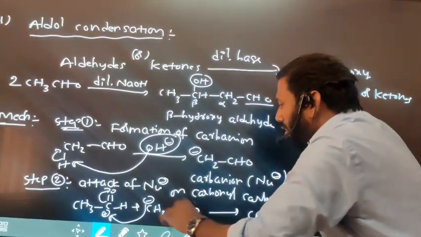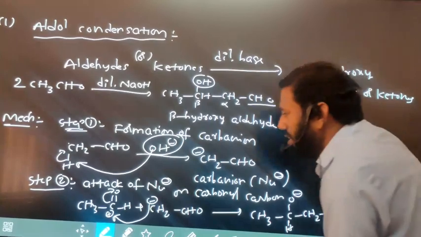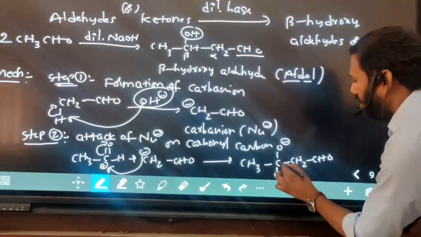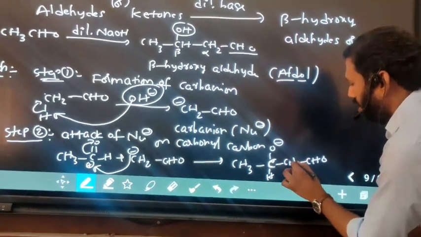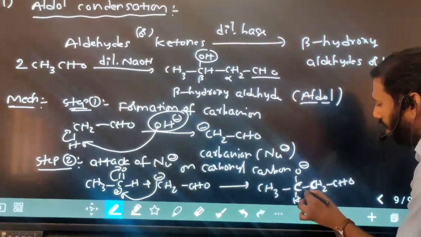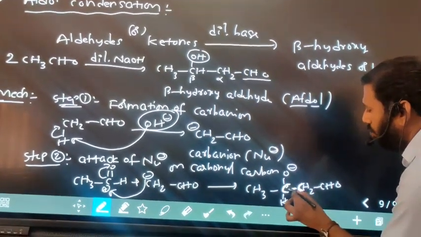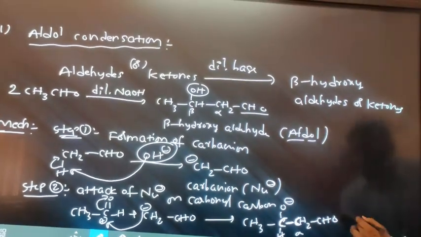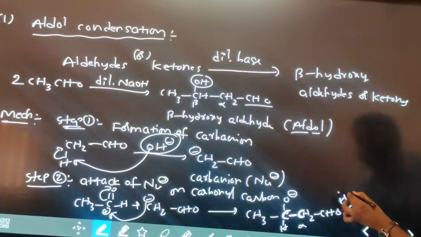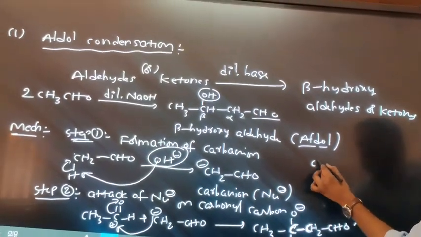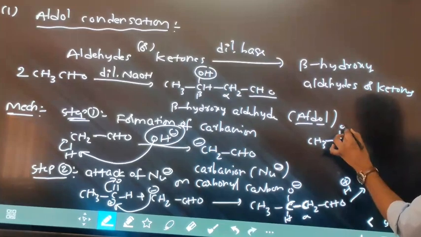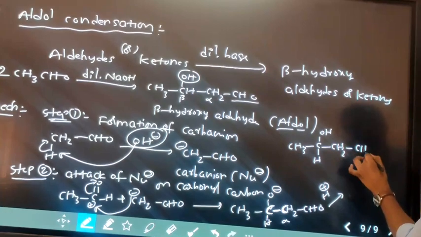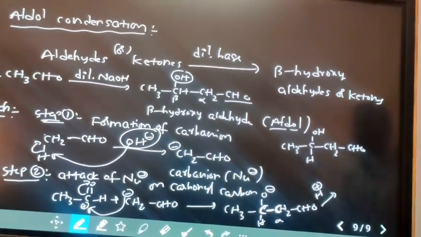Here a new bond is formed between the alpha carbon and the carbonyl carbon. This is the alpha carbon and this is the carbonyl carbon. A new bond is formed between the alpha carbon and the carbonyl carbon. Then protonation takes place. After protonation, we get CH3 CH(OH) CH2 CHO. So this is a beta hydroxy aldehyde.